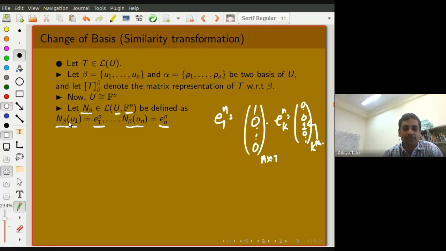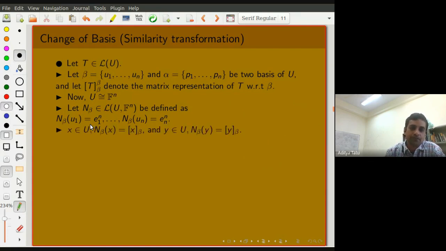I'm saying n beta is going to be linear, and all it is doing is mapping one basis to the other basis of the other vector space. So of course we have used this in the proof of that particular proposition. Can I assume all of you agree that n beta is going to be an isomorphism? Yes. Okay.